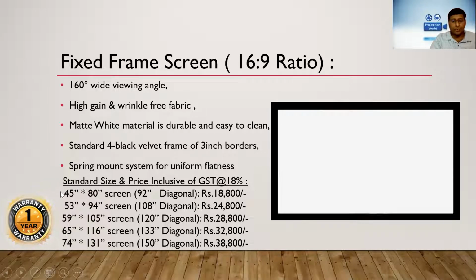These are the factory finished diagonal sizes: 45 inches by 80 inches screen, 92 inches diagonal, 108 inches diagonal, 120 inches diagonal, 133 inches diagonal, and 150 inches diagonal. The inches given are for the white portion. For example, if you are considering 150 inches diagonal, then 74 inches is the height and 133 inches is the length, left to right, the white portion. Then an extra additional 3 inches. So you have to calculate it that way.